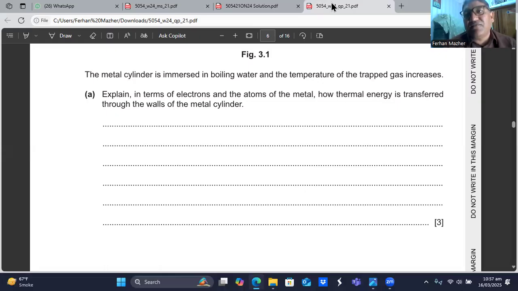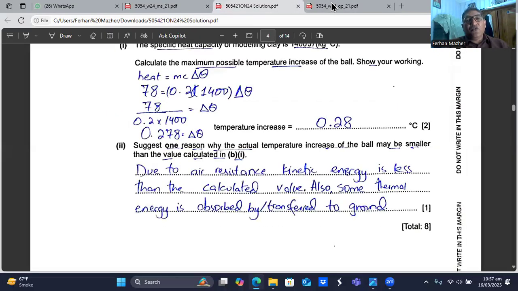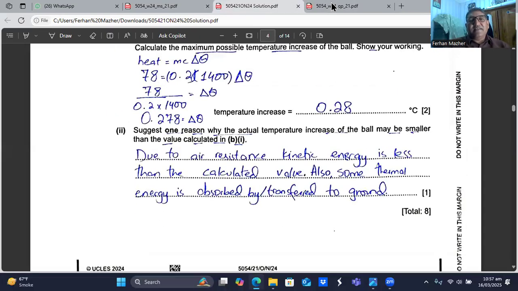In this way, through the free electron diffusion, the energy will be transferred from the hot end of the metal to the cold end of the metal. It's a 3 marks question. I hope that you will be able to write this answer.